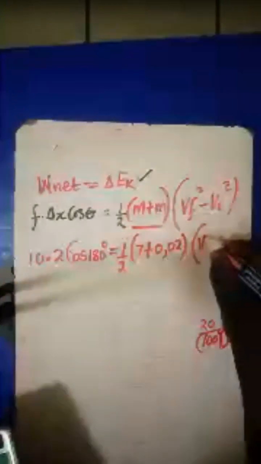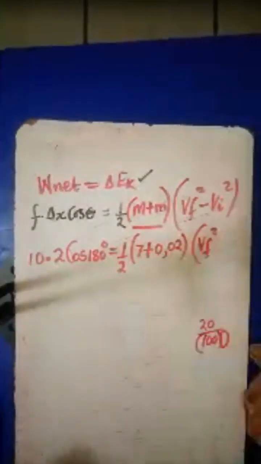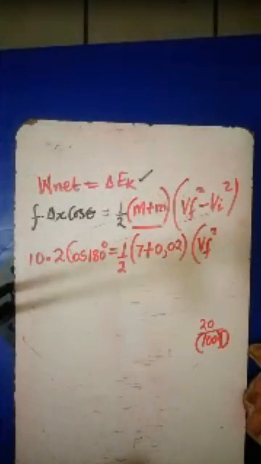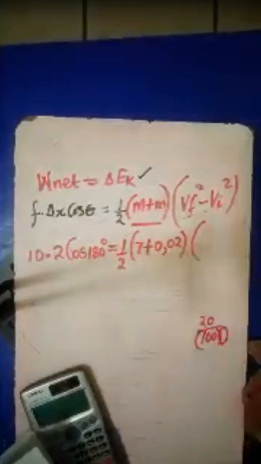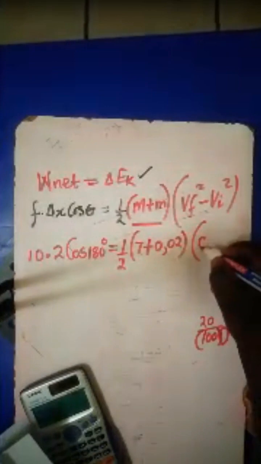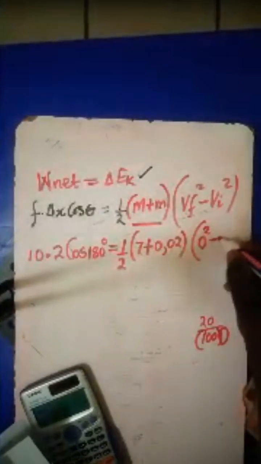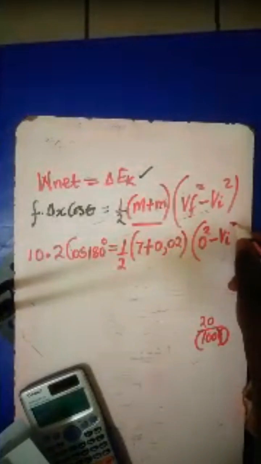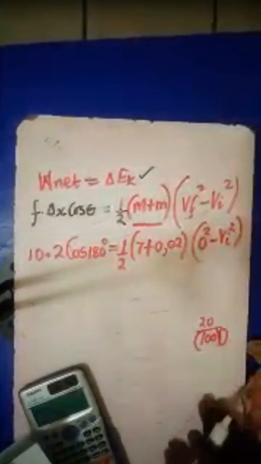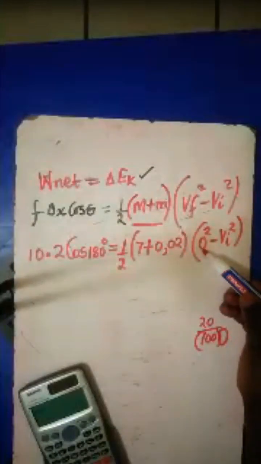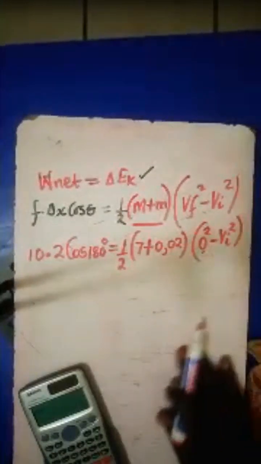Velocity final is what you are looking for. Am I correct? According to the question, they said calculate the velocity immediately after the collision. But they are saying it comes to a stop. So I know the final velocity. This system comes to a stop, so the final velocity is 0. The initial is what they are looking for, immediately after they collide. But they said it comes to a stop, so final velocity is 0.